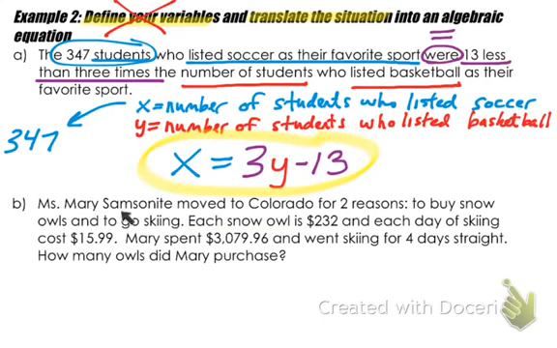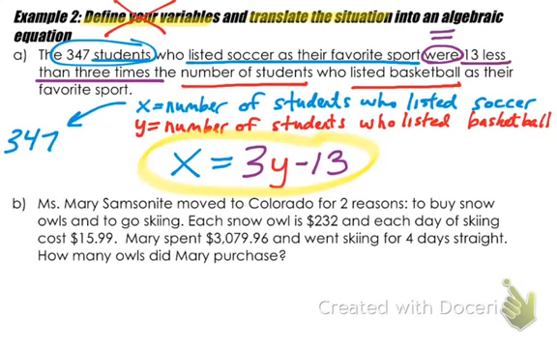Miss Mary Samsonite moved to Colorado for 2 reasons: to buy snow owls and to go skiing. Each snow owl is $232, and each day of skiing costs $15.99. Mary spent $3,079.96 and went skiing for 4 days straight. How many owls did she purchase?